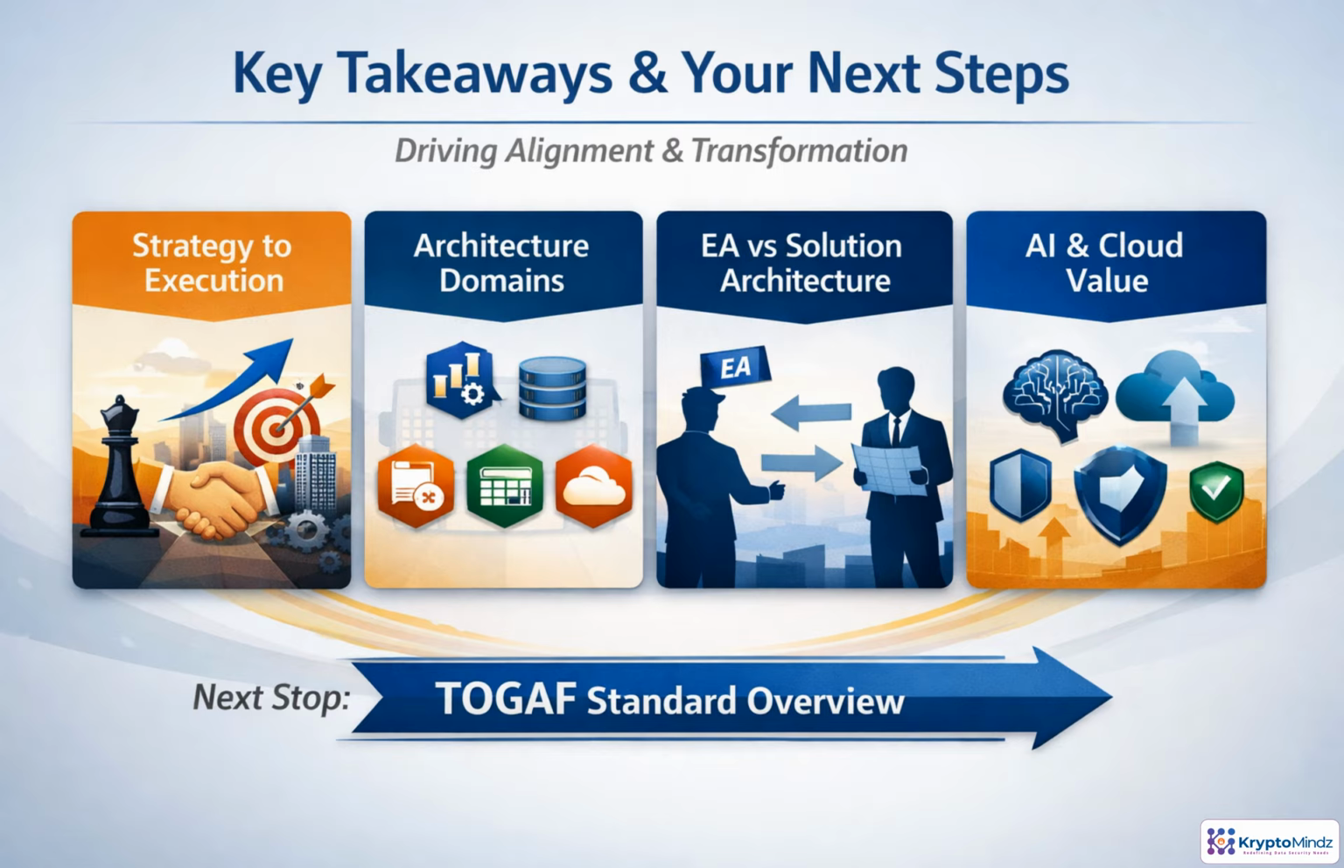You now have the foundation for enterprise architecture thinking. EA connects strategy to governed execution across business, data, application, and technology domains. It sets direction and target states, while solution architecture turns that guidance into specific designs. For cloud and AI, this means stronger guardrails, less duplication, better decisions, and scalable change. Next, we move into the TOGAF standard overview.